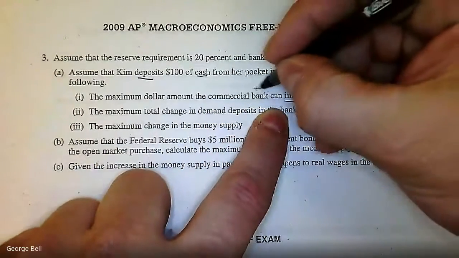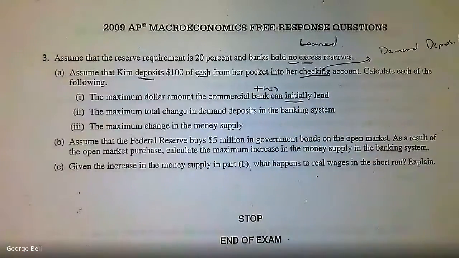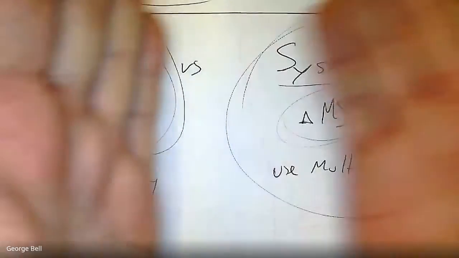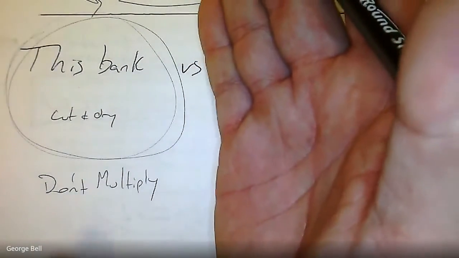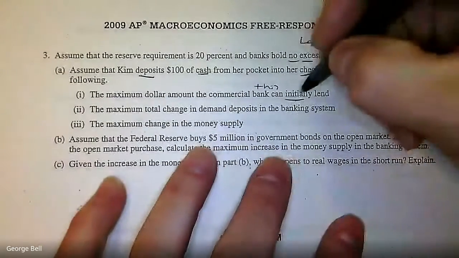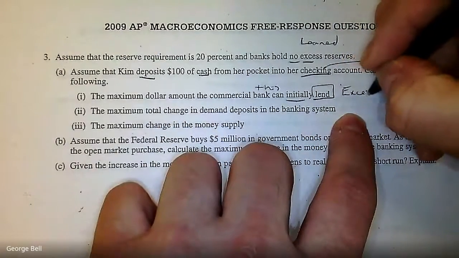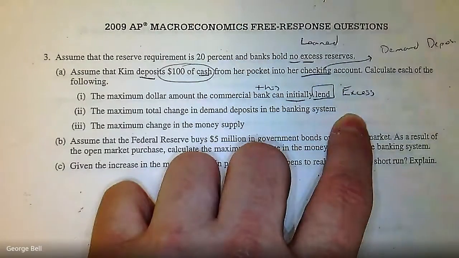That means they are talking about this bank. A commercial bank is just like your local corner bank. This first question is saying this bank versus the system. That's a this-bank question. Since it's this bank, we don't multiply. Don't multiply. How much can this bank initially lend? That means they want to know what this bank's excess reserves will be as a result of this $100 deposit.